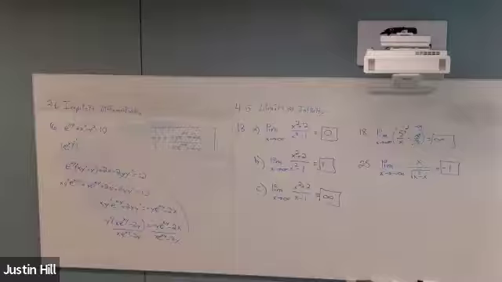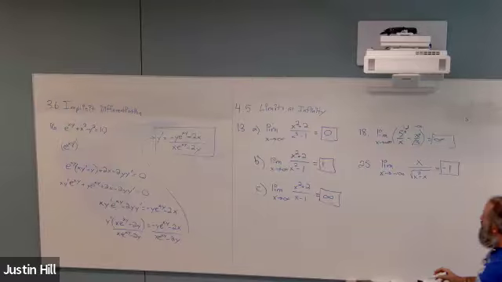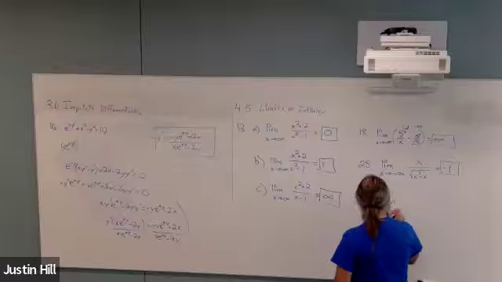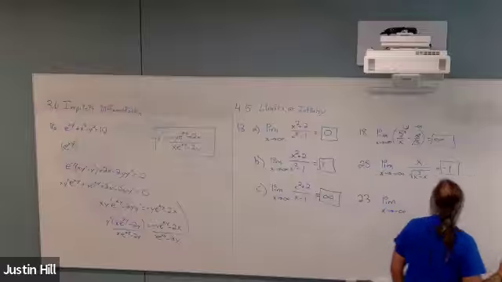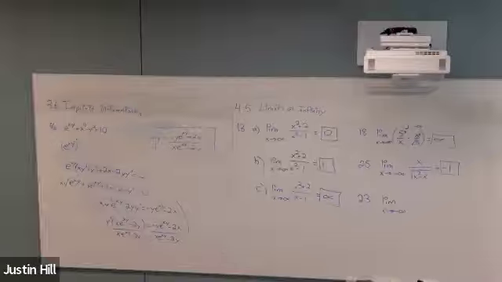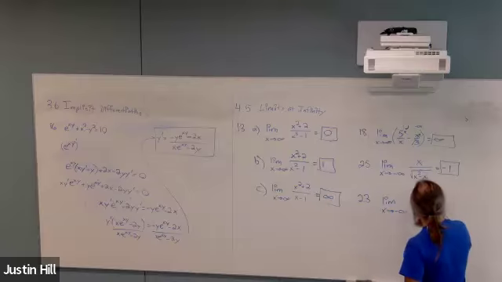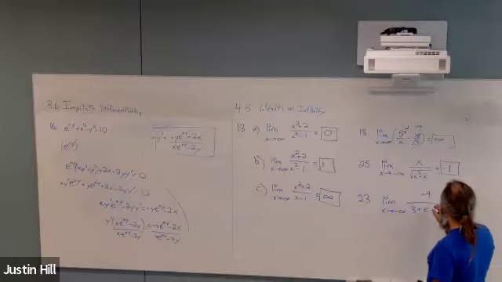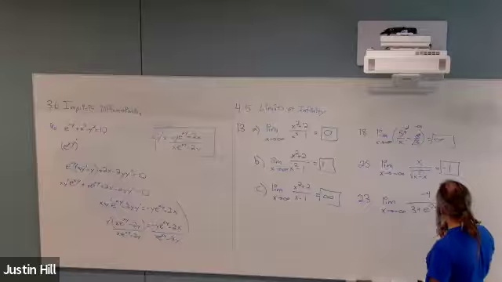Let's look at 23. Yeah, 23 is a good one to play with too. The limit as x approaches, I think, negative infinity of -4 over 3 plus e to the -2x.